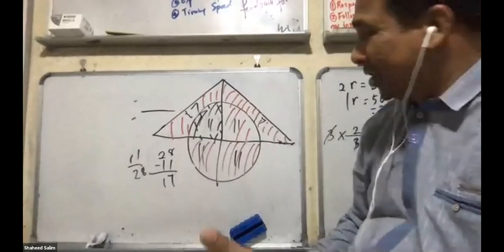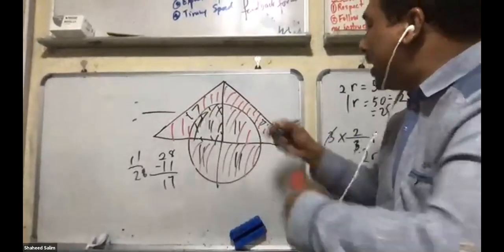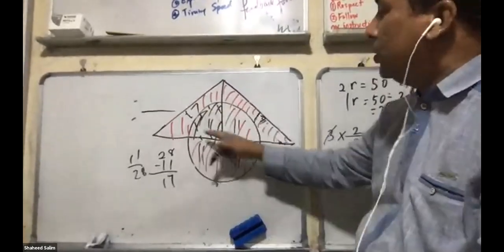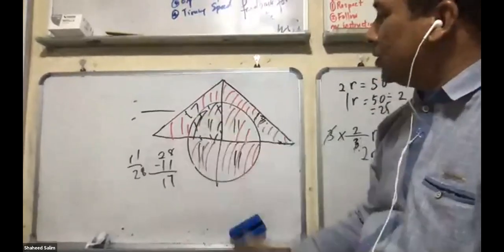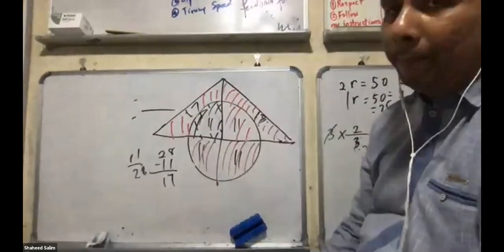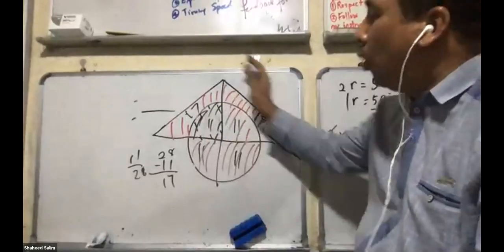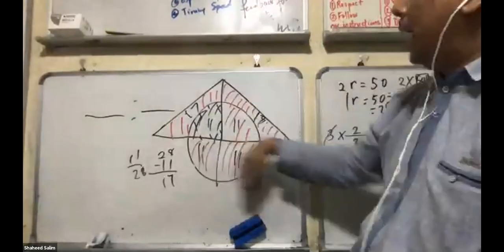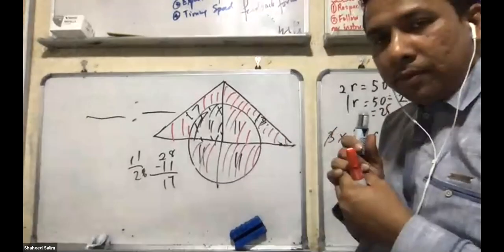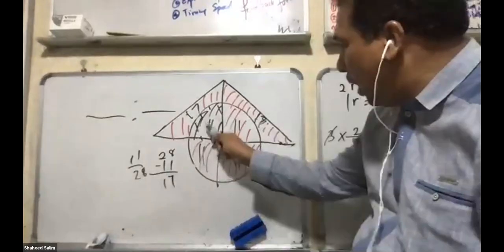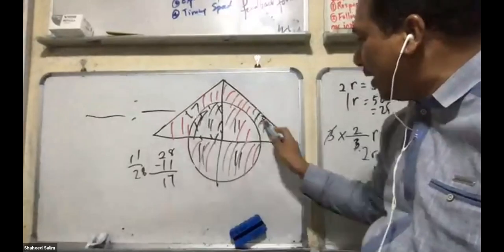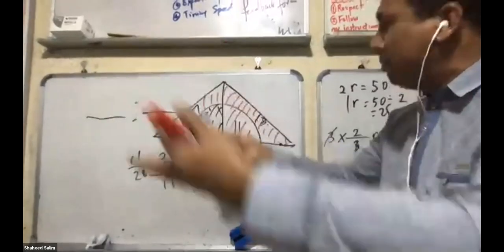Not 34. Come on, you have added it wrongly. This 17, 34. They want the whole figure. You only add this and this, that is 34 lah, but they want the whole figure. How much is the whole figure? You must take the unshaded one also, everything. How much? 17, 11. What's the number? Total.